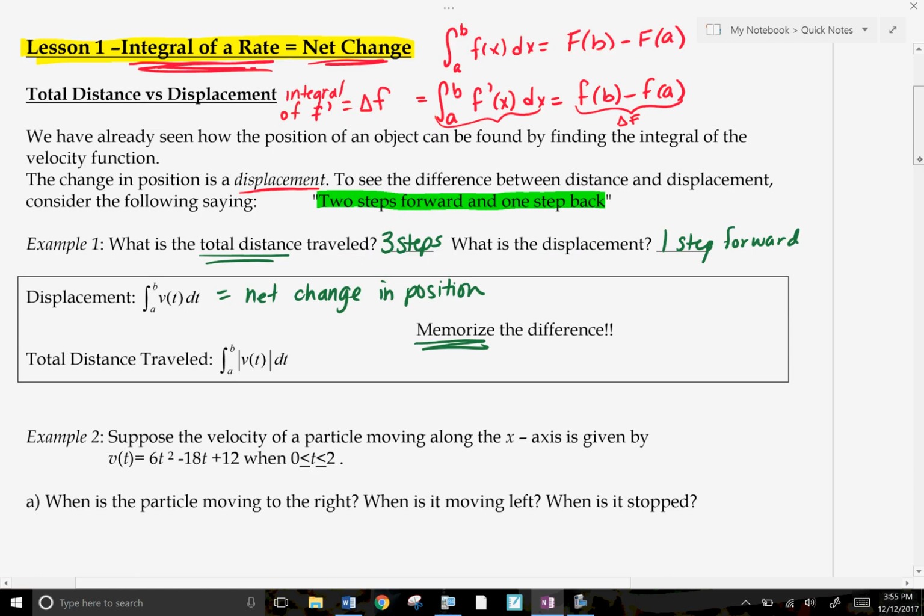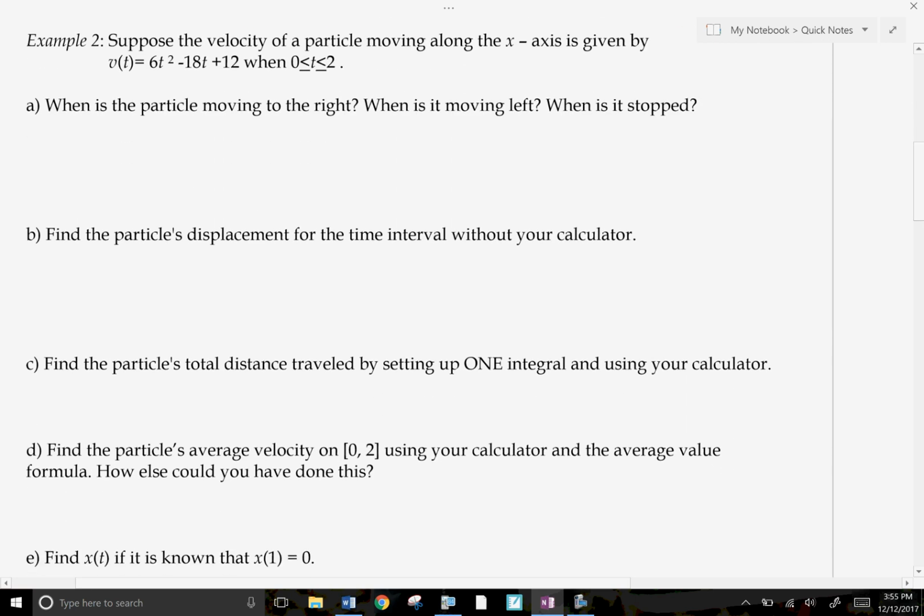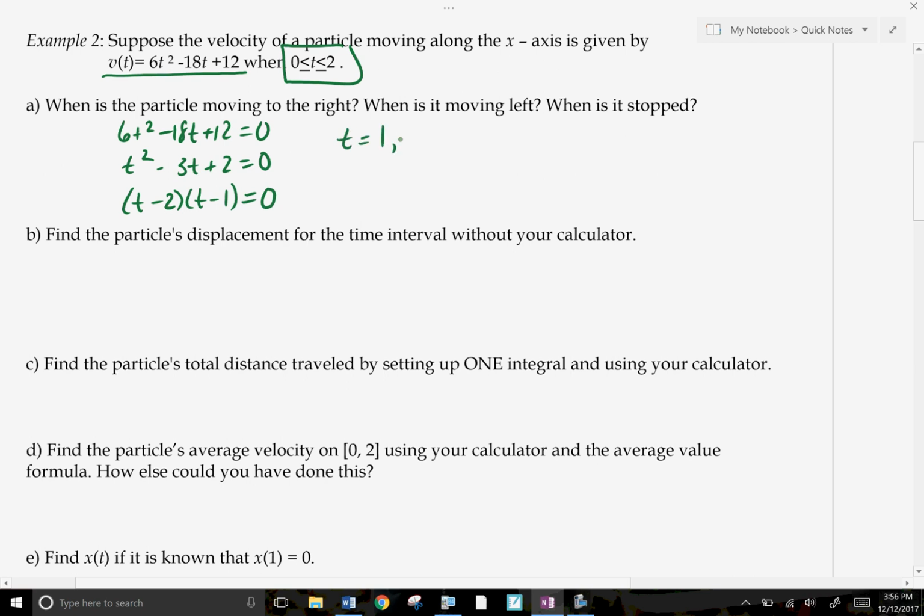Okay, so moving on down here. Suppose the velocity of a particle is given by this v of t on the interval from 0 to 2. When is the particle moving left, right, and stopped? Well, we talked about this before. Moving left, right, and stopped is dependent upon the sign of velocity. So I'm going to set my velocity equal to 0. Let's see, I'm going to divide by 6. That's going to be t minus 2, t minus 1. So at t equals 1 and 2, my velocity equals 0.